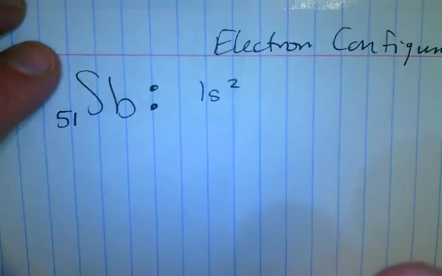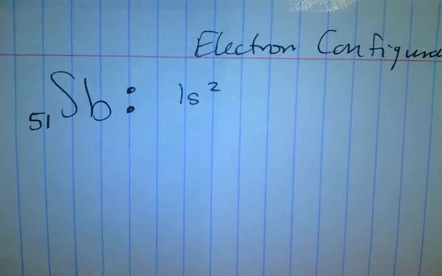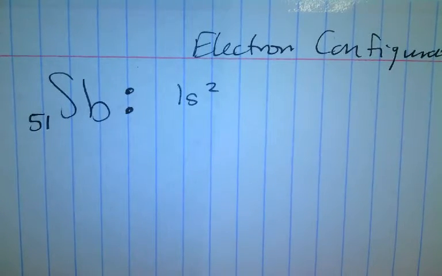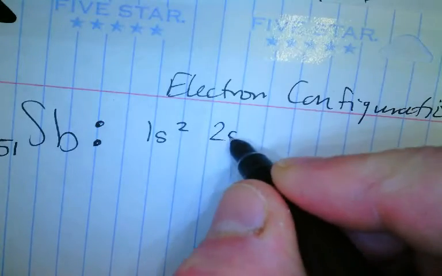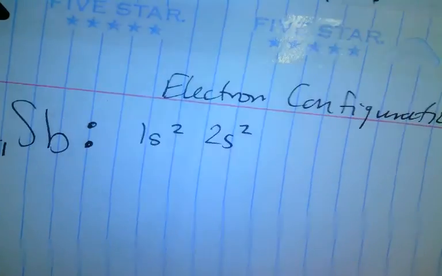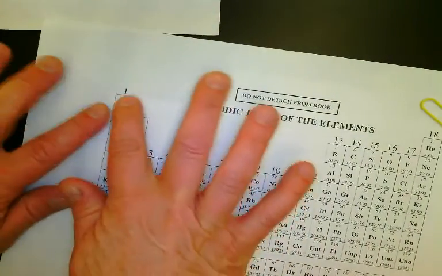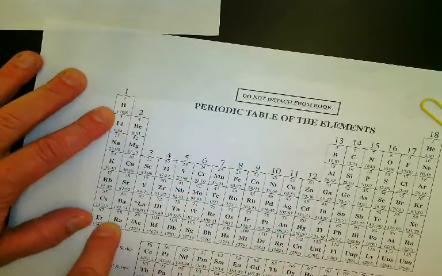Does that make sense? So now I have 49 electrons to place. Are you with me? Yeah? Okay, then I go to 2s, 2s2.